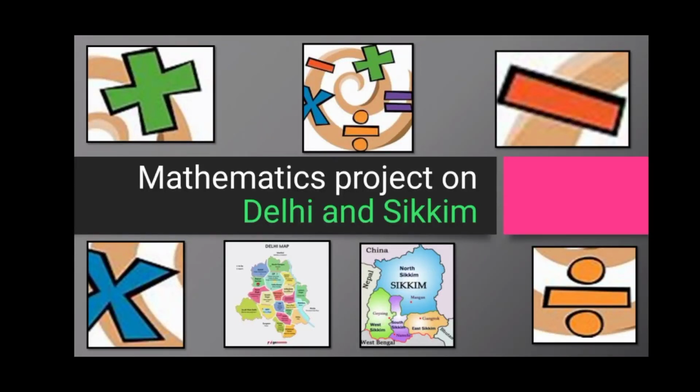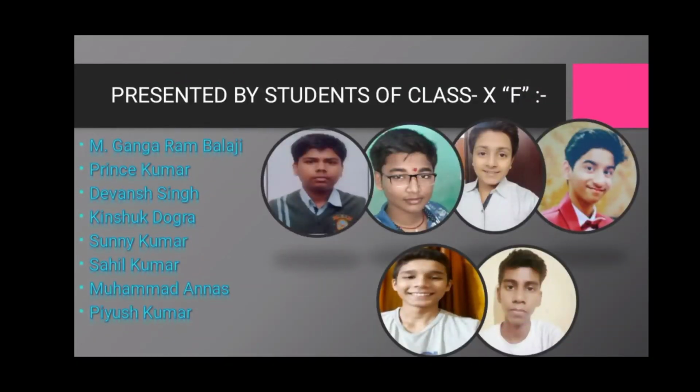This is a mathematics project on Delhi and Sikkim. This project is presented by the students of class 10th F. The names of the students are M. Ganga Ram Balaji, Prince Kumar, Devan Singh, Kinshuk Dogra, Sunny Kumar, Sahil Kumar, Mohammad Anas and Piyush Kumar.